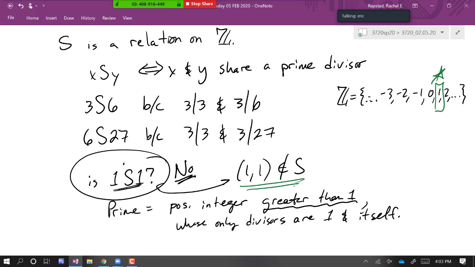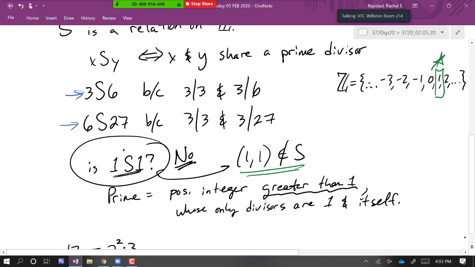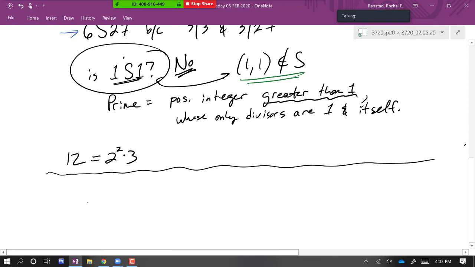I'm just hung up on what defines this set, I guess, which I thought I had my head wrapped around, but I guess not. So the set that we're working with is the integers. S is the relation, how we define whether two integers are related. For example, 3 is related to 6 because they share a prime divisor of 3. 6 is related to 27 because they share a prime divisor of 3. Or 12 is related to 56. They share a prime divisor of 2.